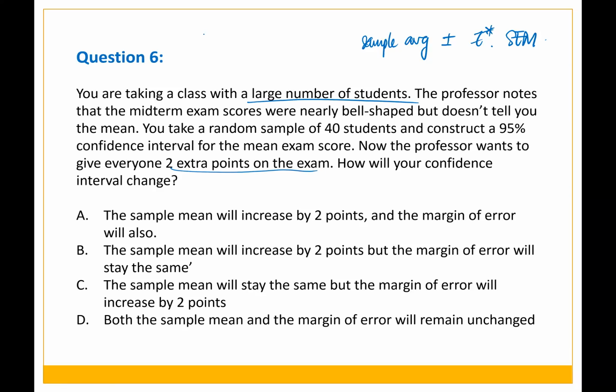Because if you add 2 to each of the scores, like A plus 2 plus B plus 2, and then you divide by the sample size n, basically you have the total score plus 2 multiplied by n, divided by n. And so what you end up having is the old average plus 2. So the average is going to increase by 2.